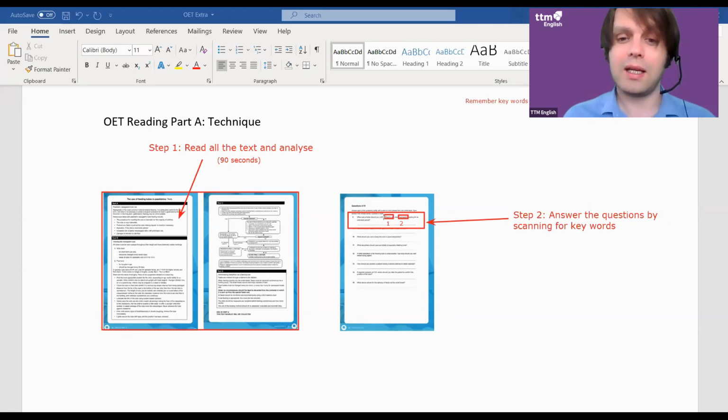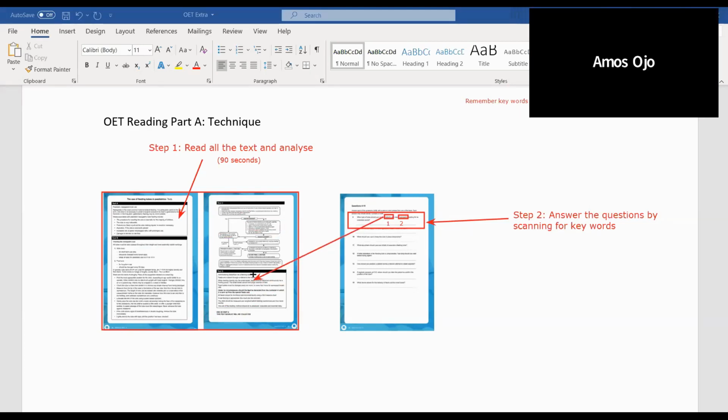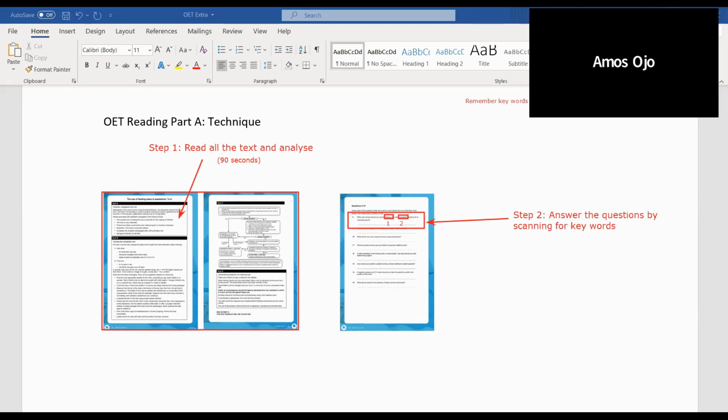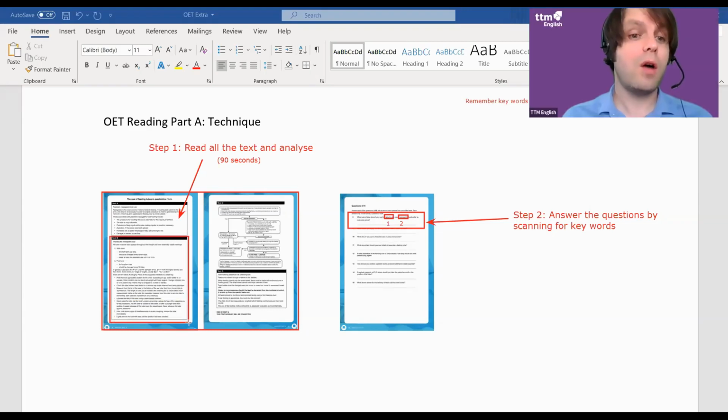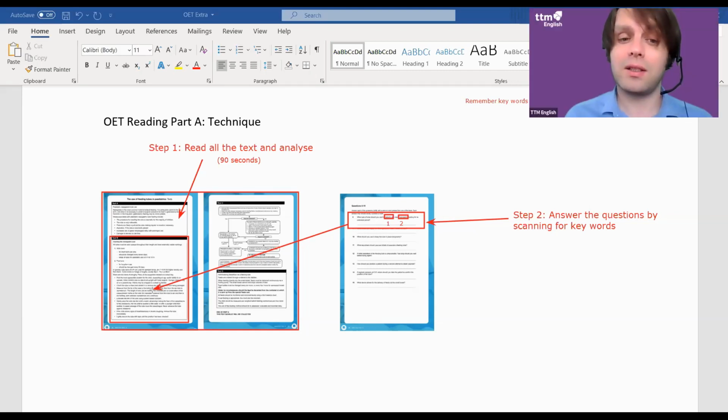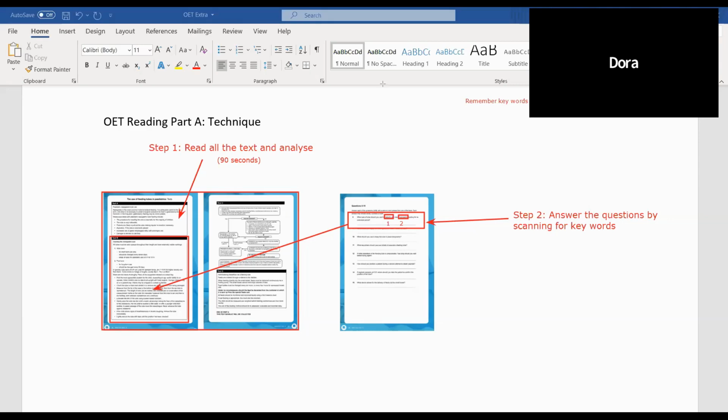It's quite easy, really. But then what am I doing? I'm scanning. Am I scanning all the texts, Amos? Maybe just a particular section. Hopefully one text, maybe 2. Should I be scanning 4 or 3? No. You're not going to be scanning 4. If you're looking in 4 different texts for every question, what will happen? You can't finish. You run out of time.